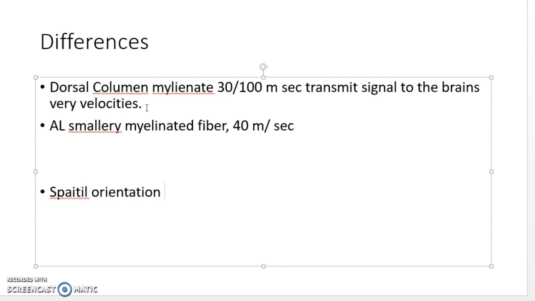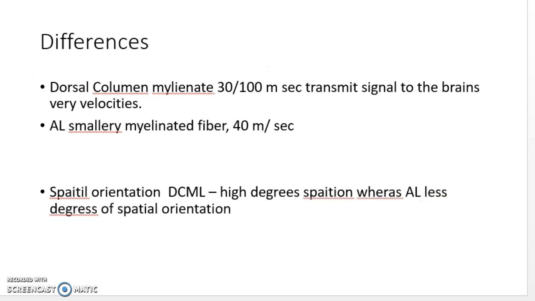So the nerve fibers, in respect to their origin, have much less spatial orientation. I want to talk about this: the dorsal column medial lemniscus has a high degree of spatial orientation, whereas the anterolateral system does not. So spatial orientation essentially means how the body can orient itself in space.